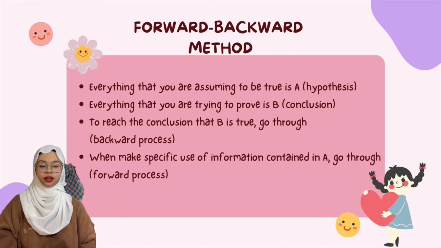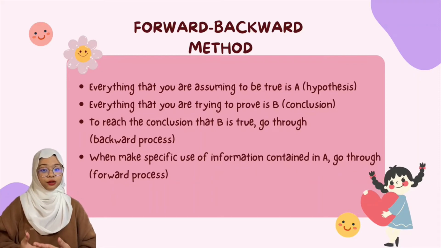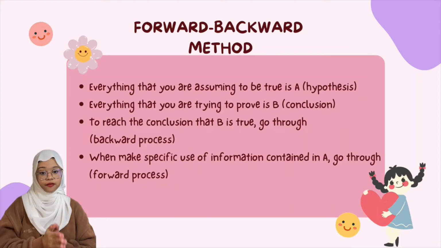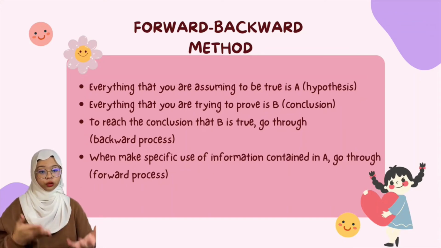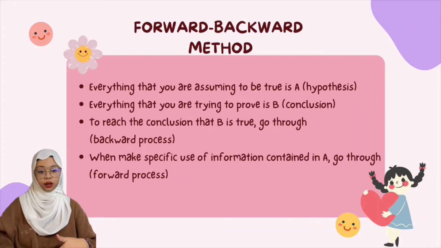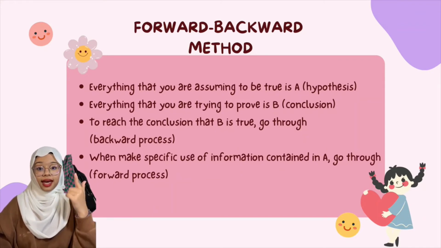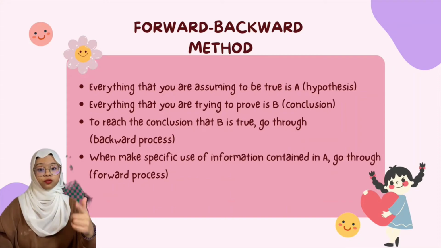Next, I would like to explain about the forward-backward method. Okay, first, everything that you are assuming to be true is A, which is the hypothesis, and everything that you are trying to prove is B, which is the conclusion. To reach the conclusion that B is true, we have to go through the backward process, and when we make specific use of information contained in A, we have to go through the forward process.